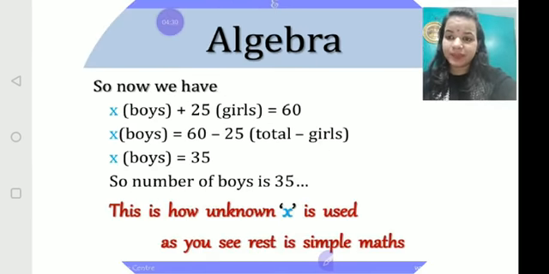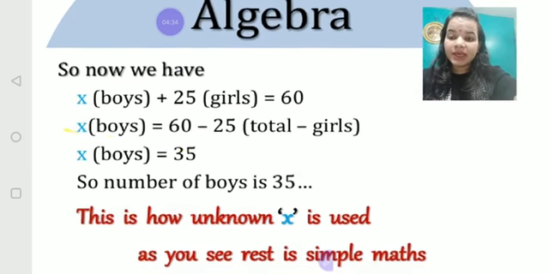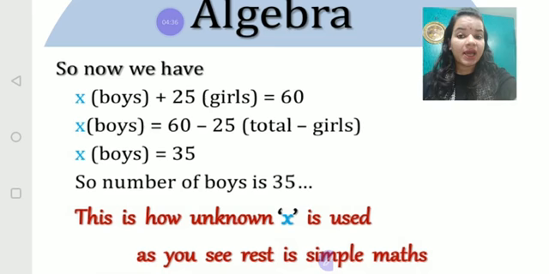That is 60. So now after this, what we will do? We will place the values of boys and girls. In place of boys, you have taken it as x, right? So you will write x boys plus how many girls are there? 25. So x plus 25 equals 60.